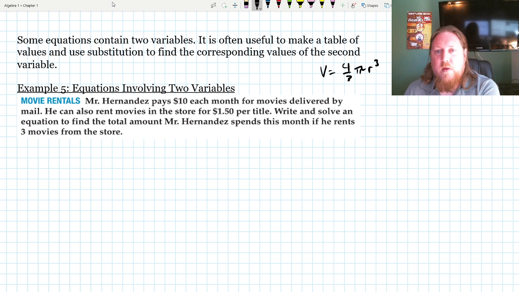Example 5. Equations involving two variables. Movie rentals. Mr. Hernandez pays $10 each month for movies delivered by mail. Netflix. They just couldn't say Netflix. That's how they used to do it before streaming. He can also rent movies in the store for $1.50 per title. Write and solve an equation to find the total amount Mr. Hernandez spends this month if he rents 3 movies from the store.